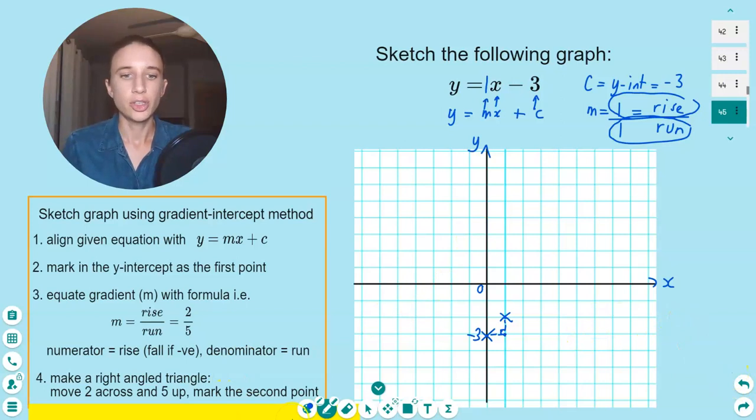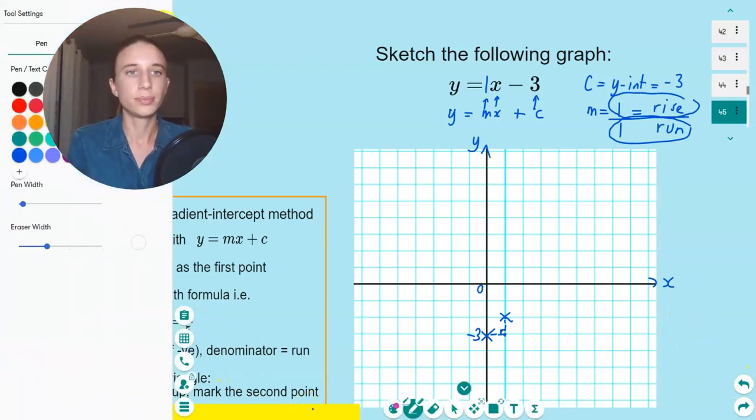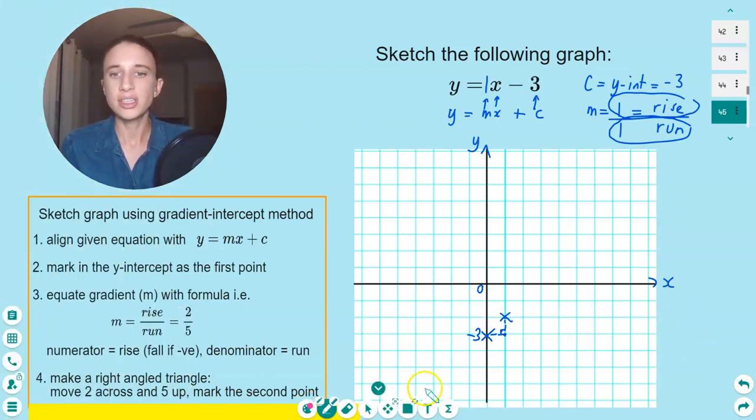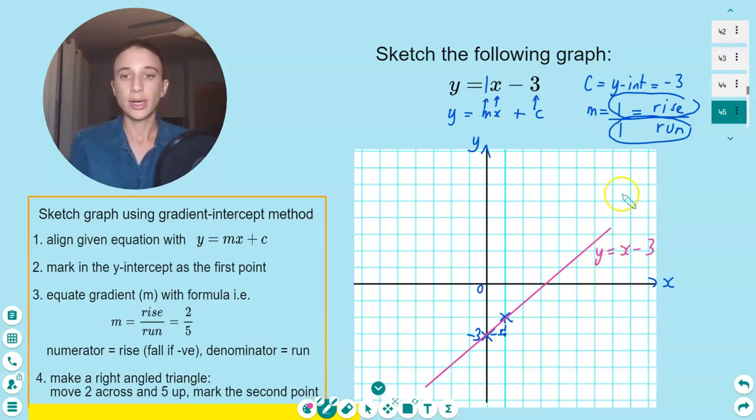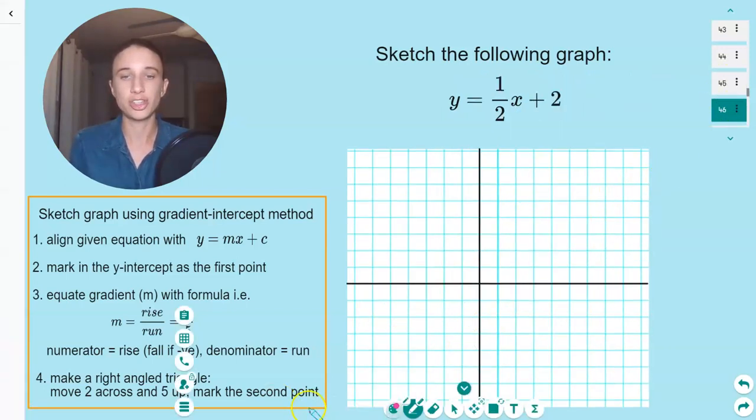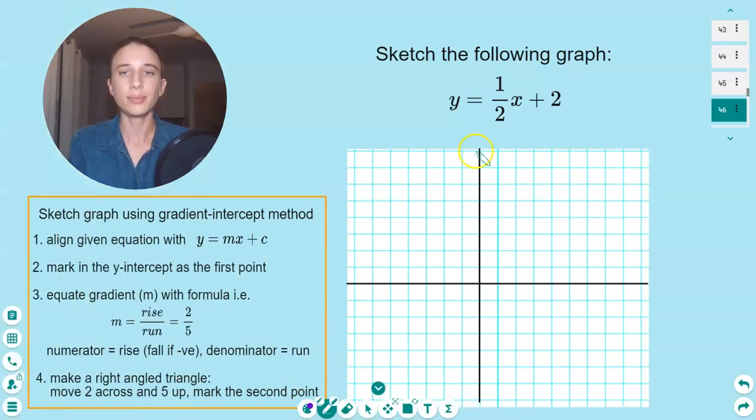Let's do the line in pink. We just need 2 points to draw any linear equation. So that's our line. This is the graph of y equals x take 3. We just keep trying. If it's not making sense just yet, it will be all right.